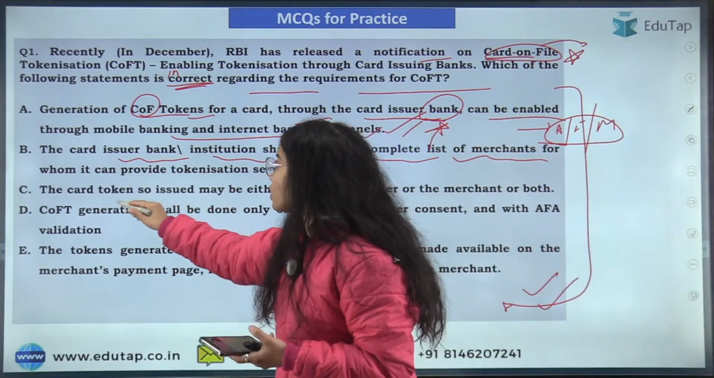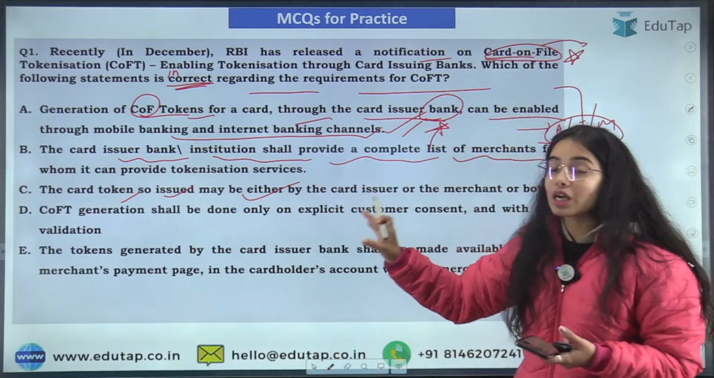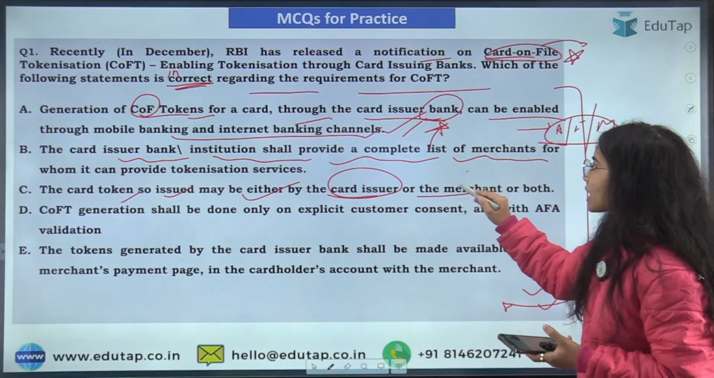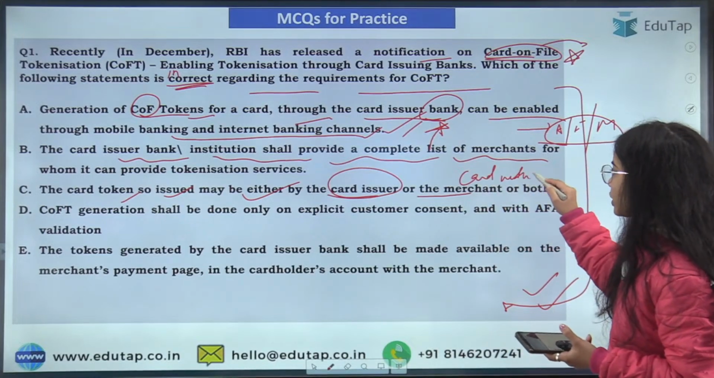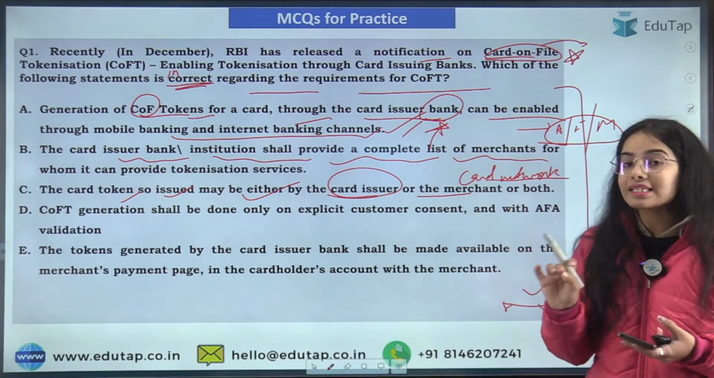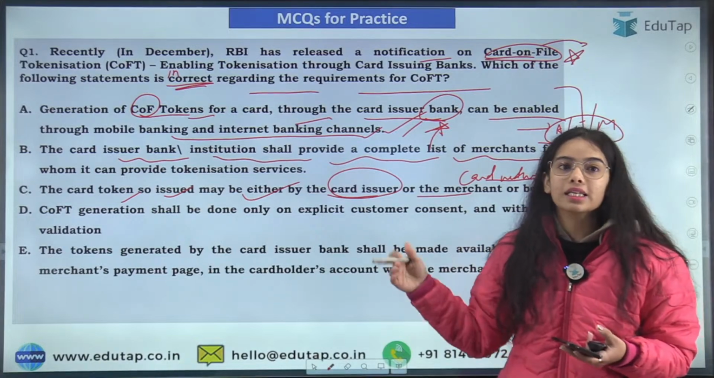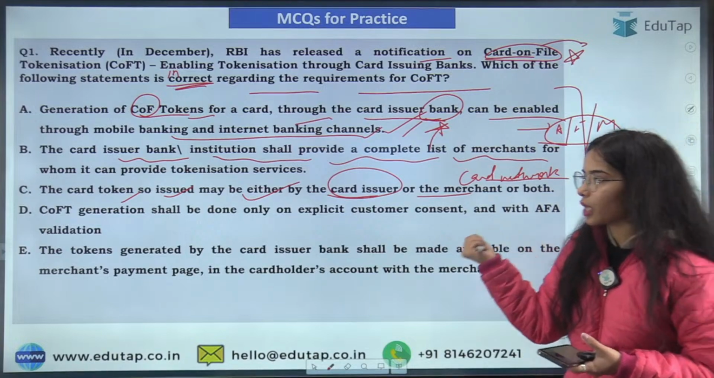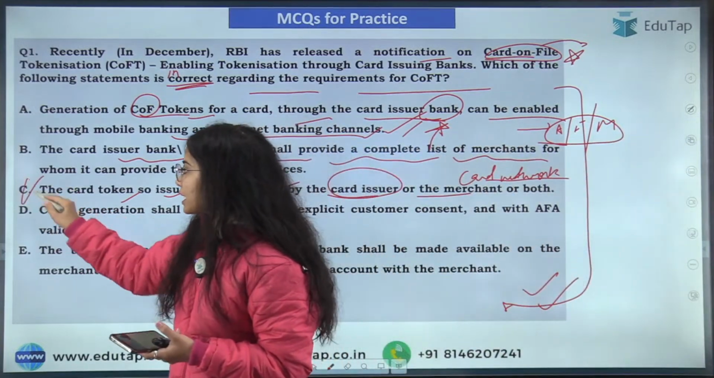The card tokens can only be issued by the card issuers or the card networks, because only they are allowed to tokenize and save the card details, as they already have the card details. That's why statement C was incorrect.